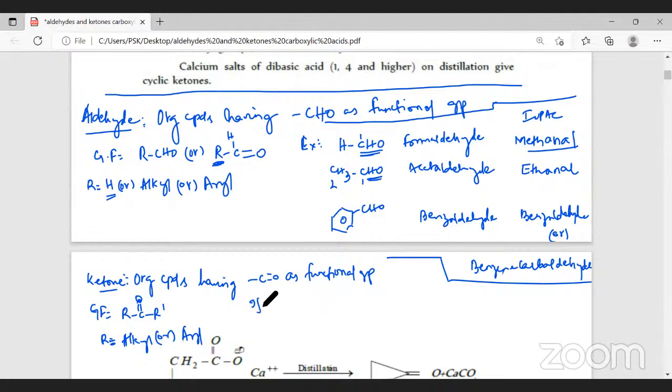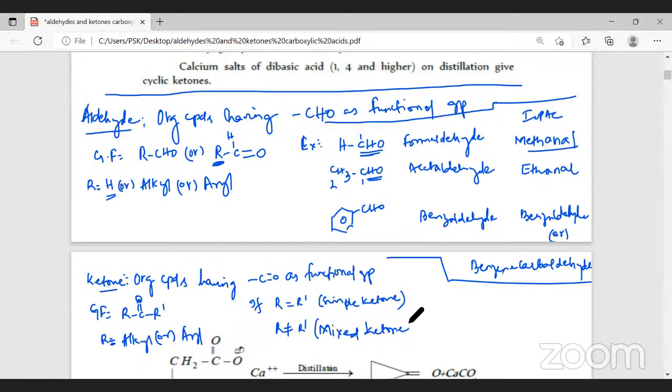Now, if R is the same as R dash, it is called a simple ketone. And if R is not the same as R dash, then it is called a mixed ketone.